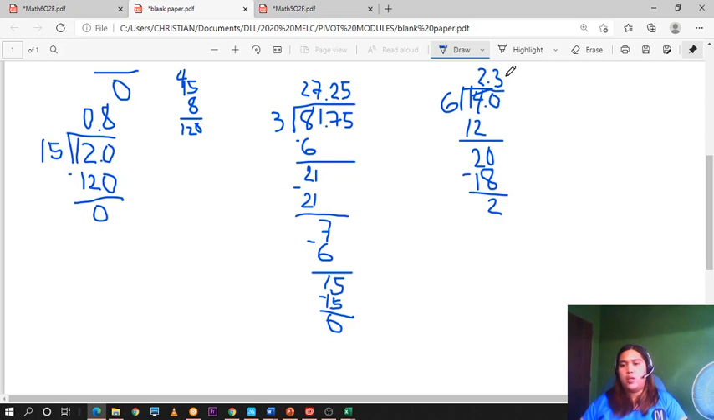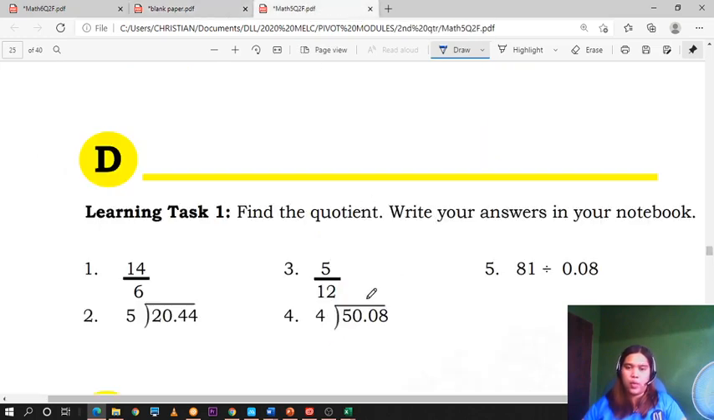So, mag-a-add tayo ng 0. Bring down 0. So, parang magiging halos ulit-ulit na naman 'to. So, 3 times 6 is 18 na naman. So, gano'n ulit. 20 minus 18, 2. So, ito ay magiging walang katapusan na 3. So, puwedeng hanggang 3 decimal places lang tayo. Round off lang natin sa 3 decimal places, which is 2.333. So, yun ang magiging answer sa number 1.